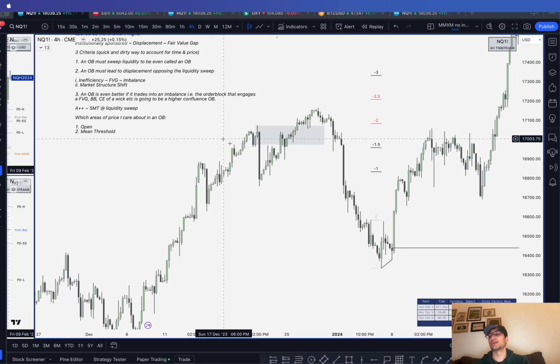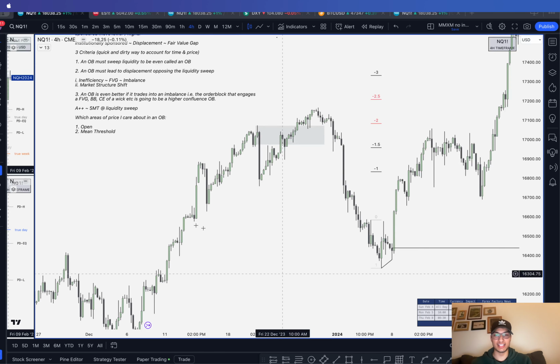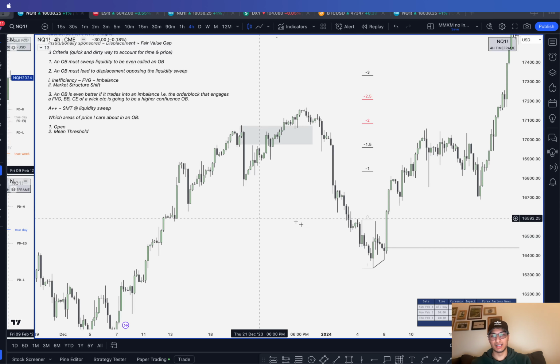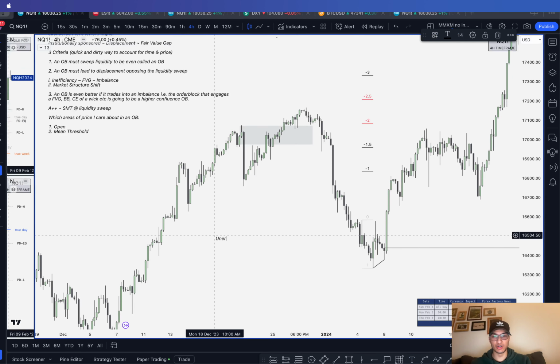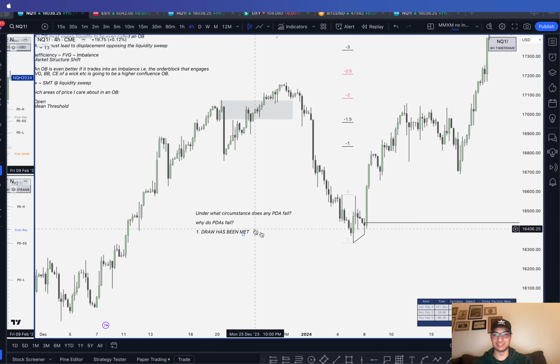Why does an order block fail? Higher time frame narrative? And what does that mean? Let's be very explicit with our words. Under what circumstance does any PD array fail? Why do PD arrays fail? There's one reason. The draw. Everyone say it with me. Why do PD arrays fail? The draw got hit. That's it.